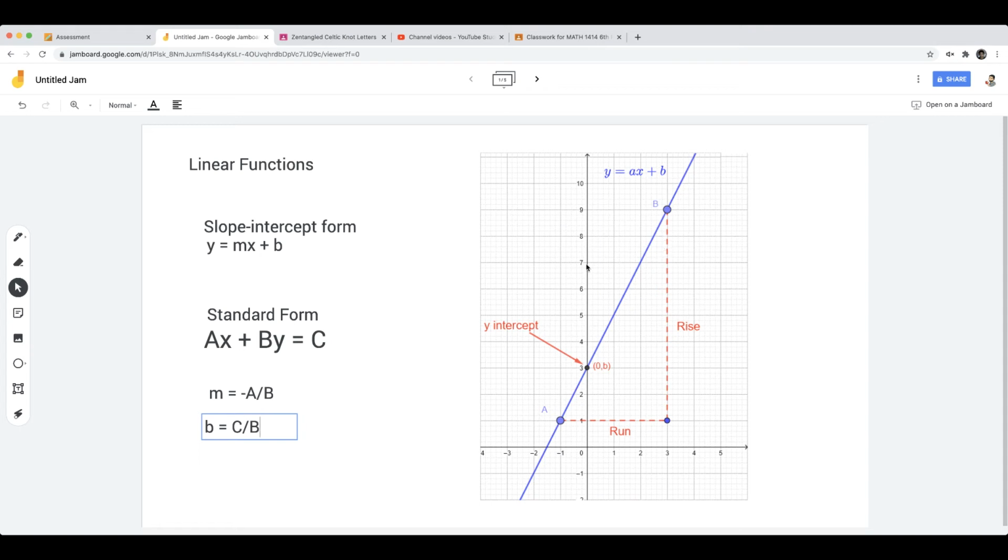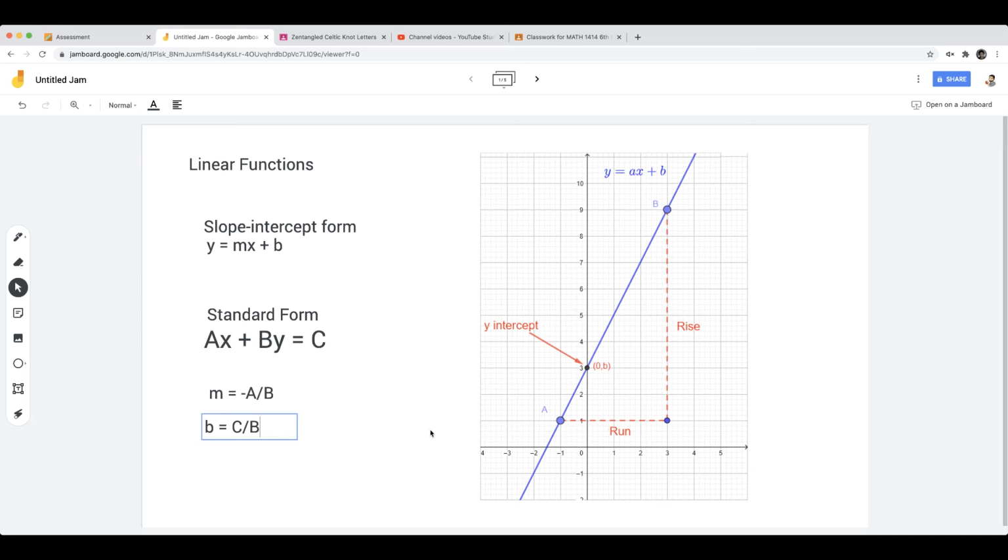Now, for most lines that are not vertical or horizontal, so I'll talk about horizontal and vertical lines separately, but for other lines that have a slope and have a y-intercept and all that, a slope that's not 0 or not undefined, then the domain is going to be from negative infinity to positive infinity. And same thing for the range, negative infinity to positive infinity.